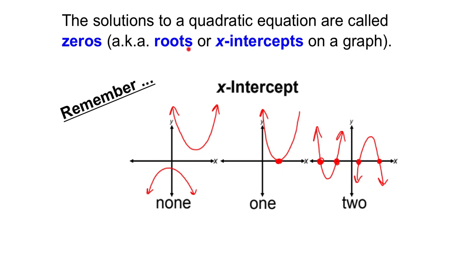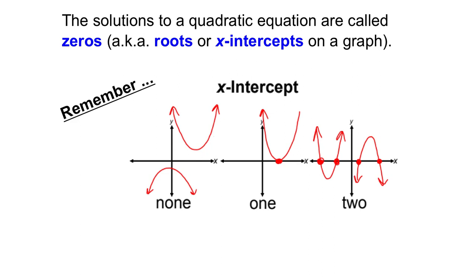These are called the roots, or the zeros, as well as the x-intercepts on the graph. Notice you can have two possible answers. You can have just one answer, or you might not have an answer for the equation. You might not be able to solve it. That would just be a graph that has no x-intercepts.